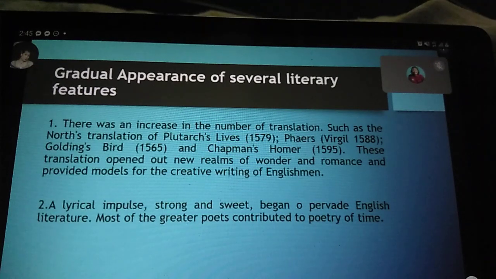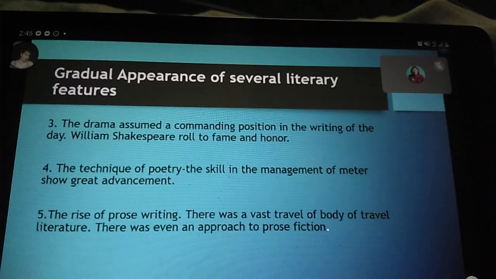Then number two, a lyrical impulse, strong and sweet, began to pervade English literature. Most of the greater poets contributed to the poetry of the time. Number three, drama assumed a commanding position in the writing of the day. William Shakespeare rose to fame and honor. So, in drama, we know William Shakespeare. He is the one who wrote one of the famous plays used in theater, like Romeo and Juliet.